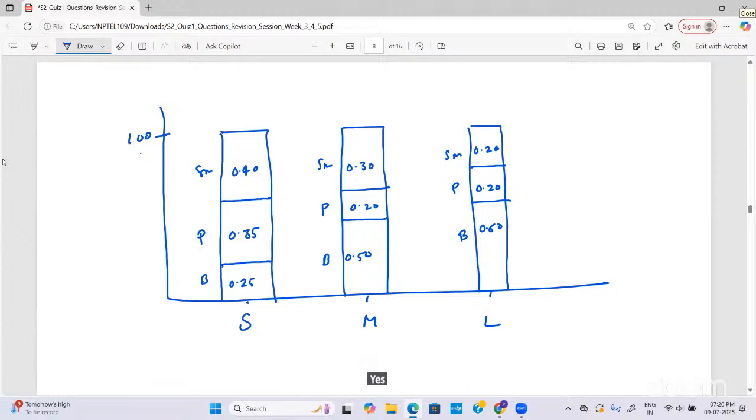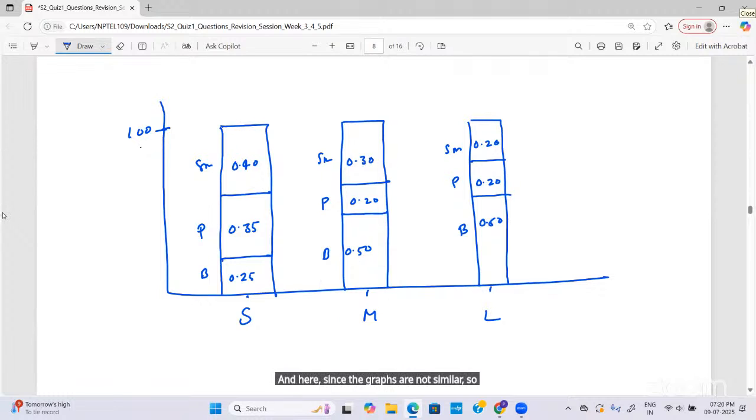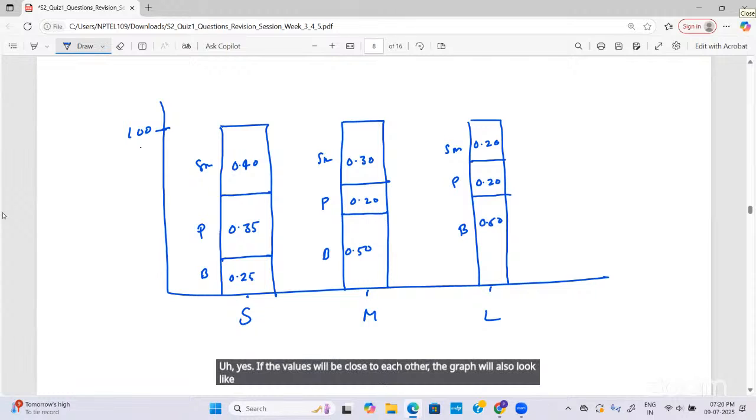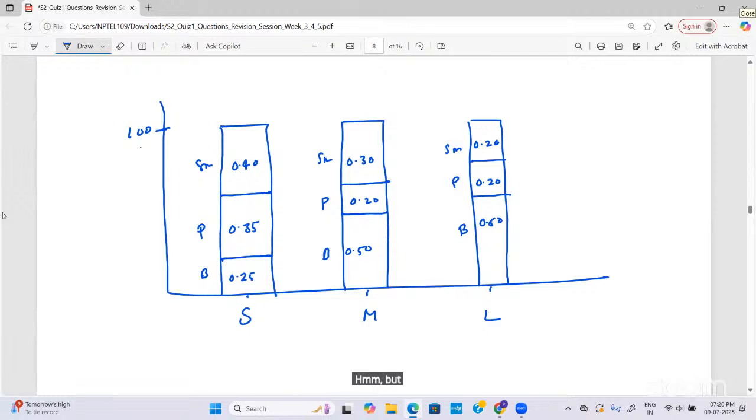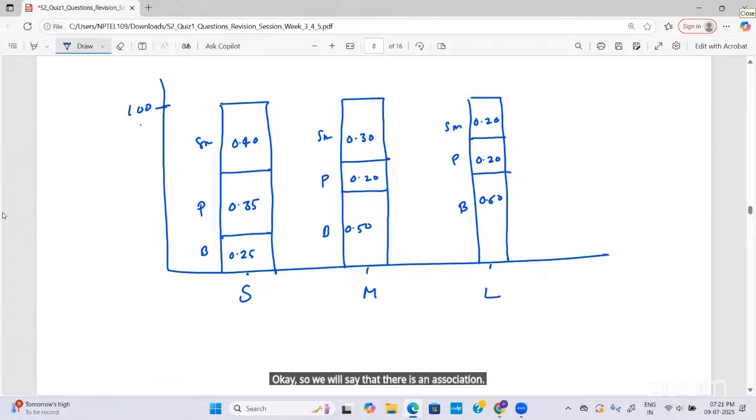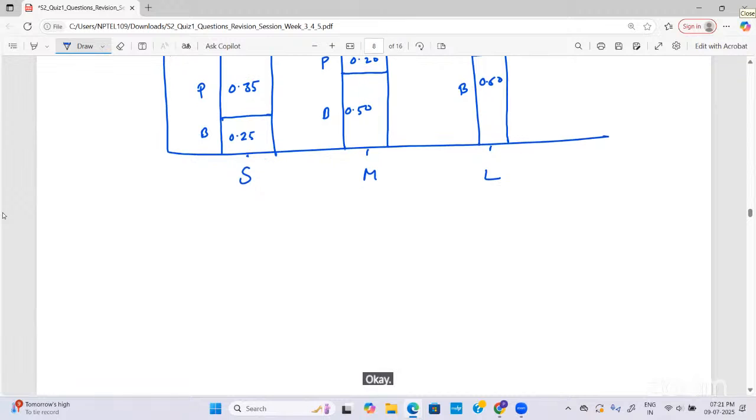Okay, so we will say that there is an association. Here, since the graphs are not similar, we are saying that there is association. If the values are close to each other, the graph will also look similar to each other, right? If the proportion is similar. But here the graphs are not similar. Values are not close to each other, right? Okay, so we will say that there is an association.